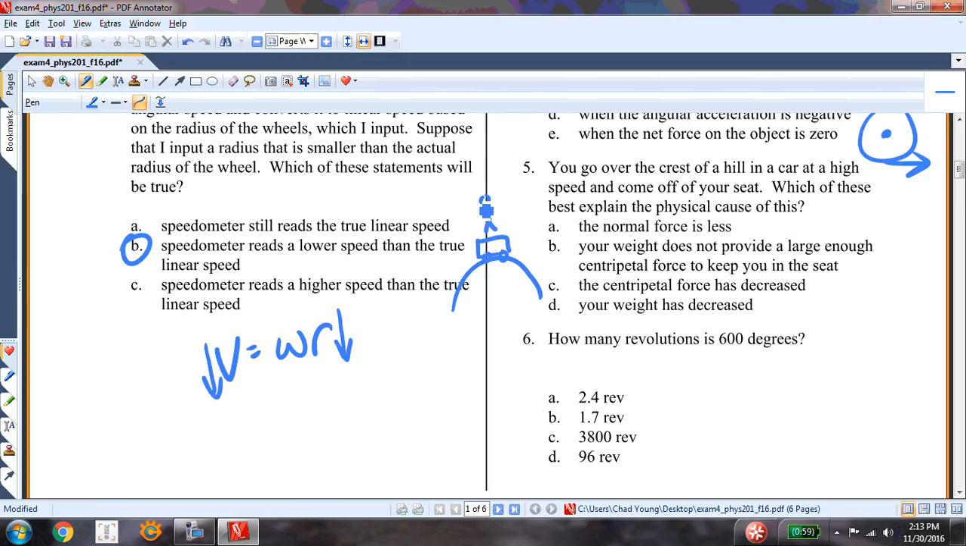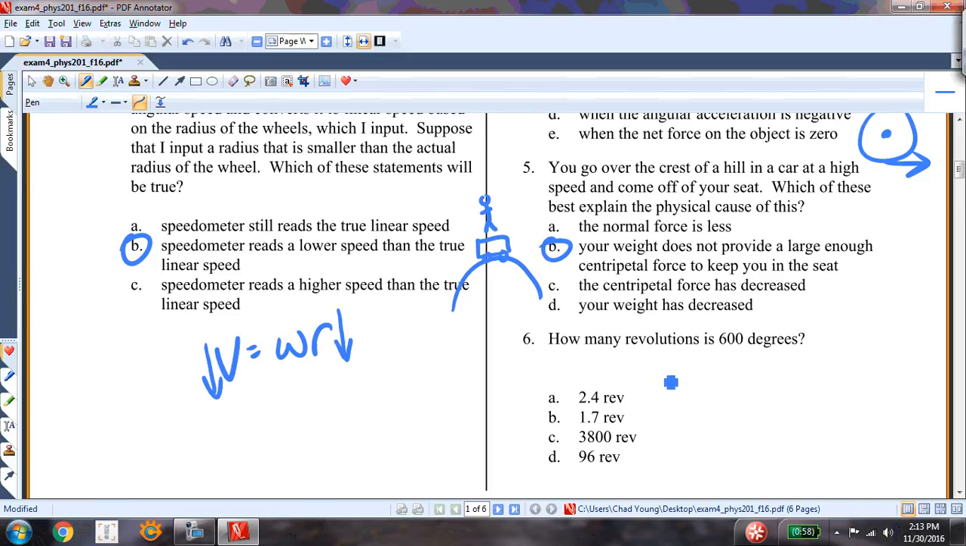The normal force is less. Well, that is true, that the normal force, the force that the seat is pushing on you, is less, but that's not the cause. That's just describing what happens. Your weight does not provide a large enough centripetal force to keep you in the seat. All right, now that's getting more to the cause. The centripetal force has decreased? No, the centripetal force is still the same. Your weight acts as the centripetal force. It's just not enough to keep you going in a circular path. And obviously your weight has not decreased. So B is the right answer here.